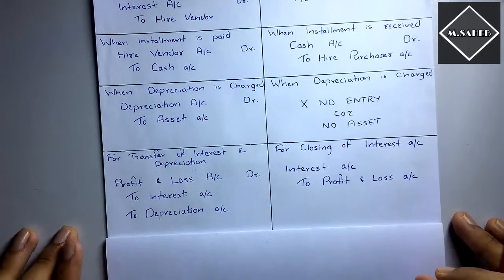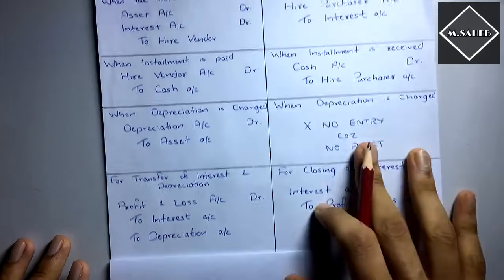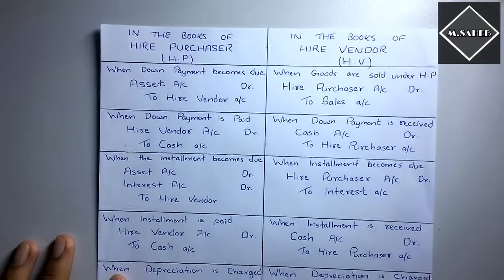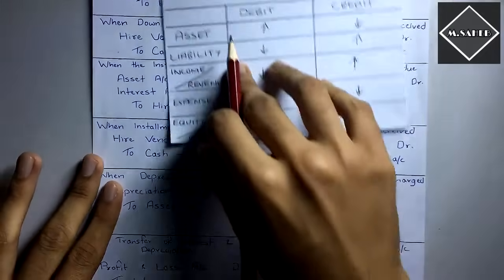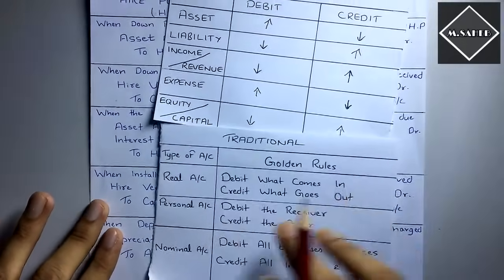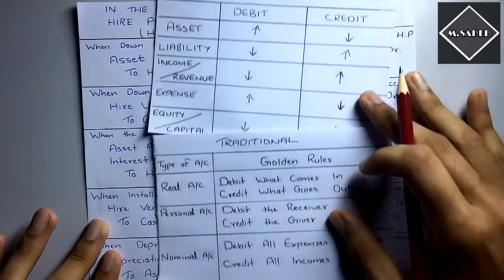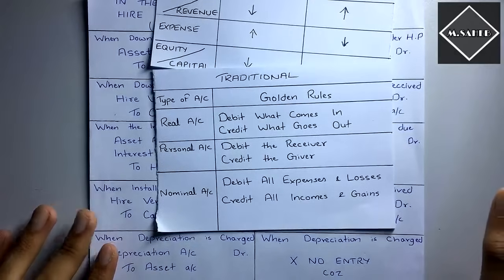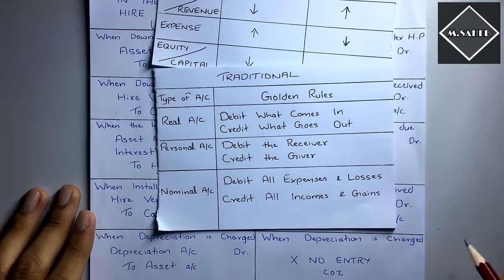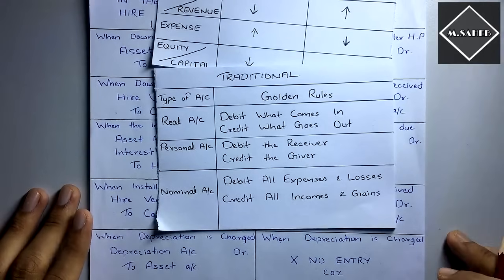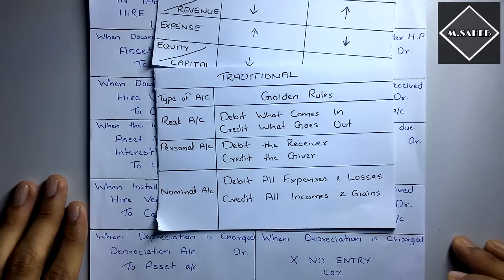So this is how you record the journal entries in the books of hire purchaser and hire vendor. It's very simple. If you understand these two charts, then it is really easy for you. Okay, easy, right? Now in the next video we will solve some problems and you will understand the whole concept very clearly. Okay, thank you.